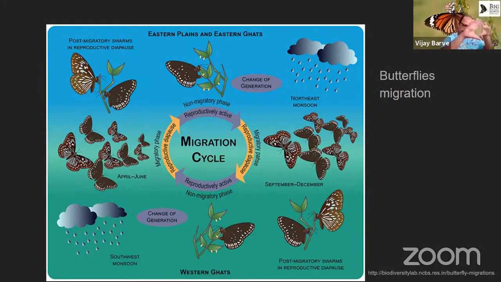It's not like monarchs where they breed in the same location and then they overwinter in another location. So it's a very interesting migration, and people living in and around Western Ghats might have observed this.